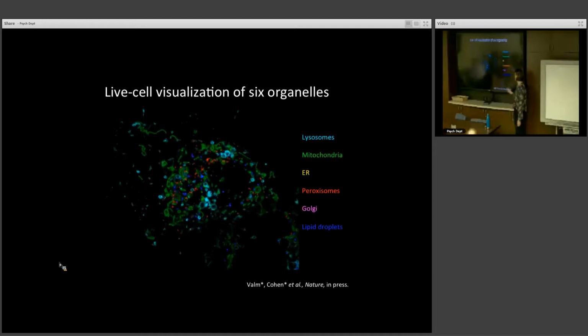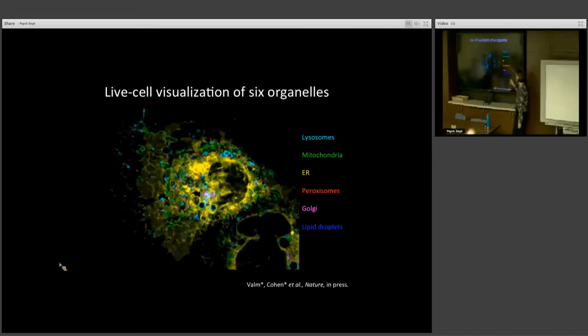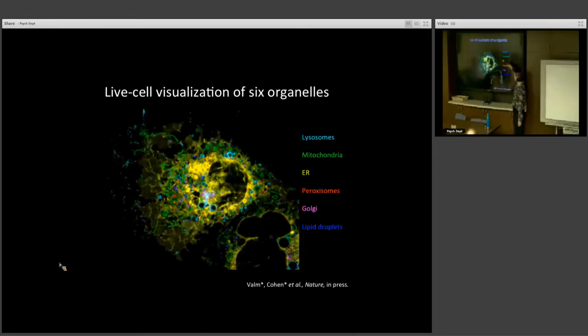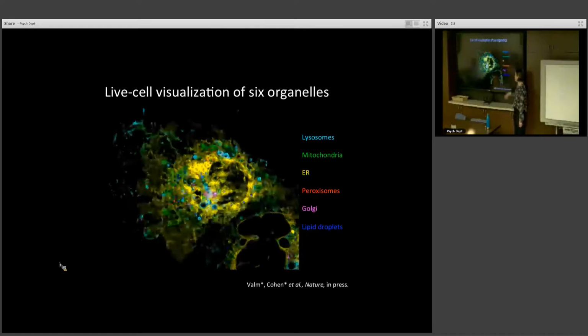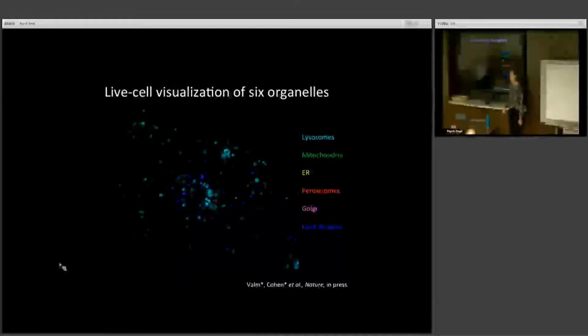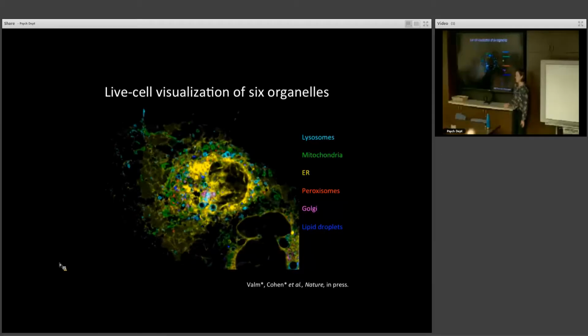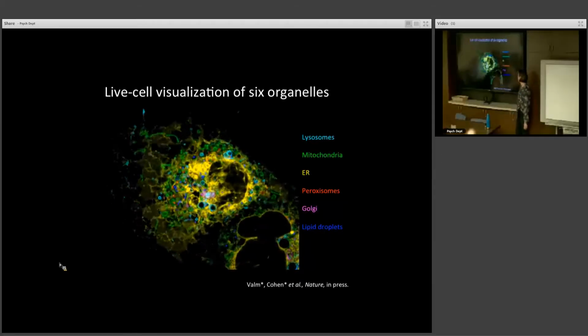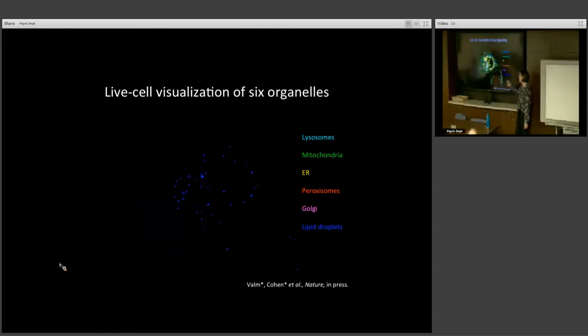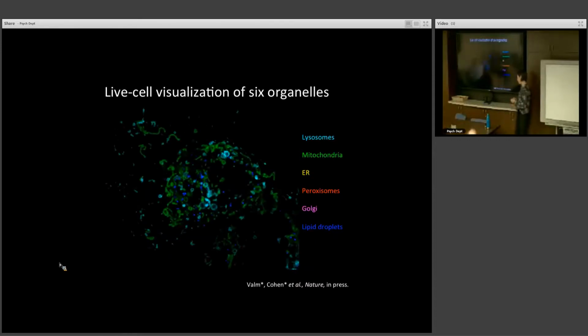So here's what it looks like. This is a COS7 cell where the lysosomes, mitochondria, ER, peroxisomes, Golgi, and lipid droplets have all been labeled. So the state of the art has been to look at 2 or 3 proteins at a time for live cell imaging, and now we can look at 6 different compartments.